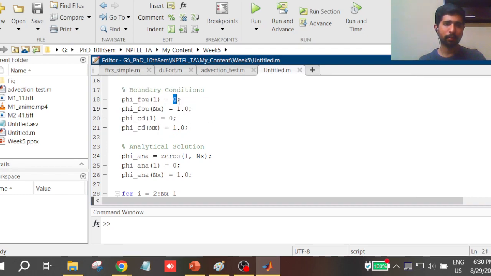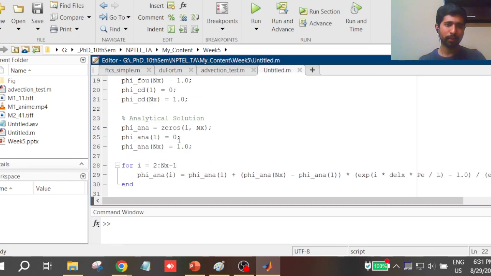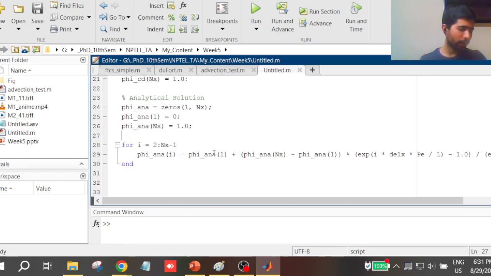At the left end it is 0, at the right end it is 1, and FOU and CD, two things I have taken here. Then analytical.